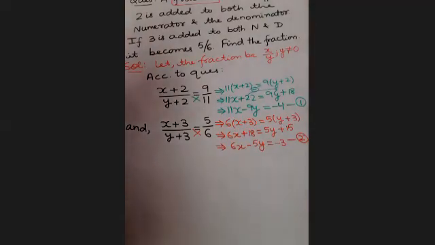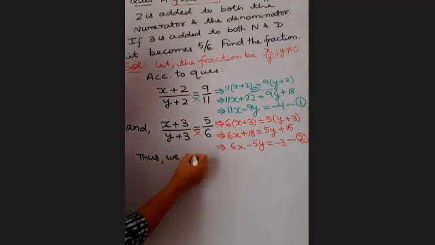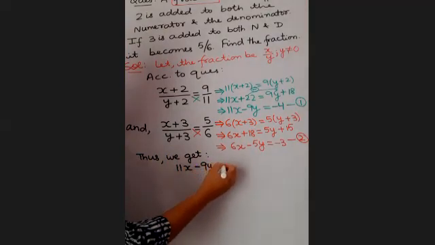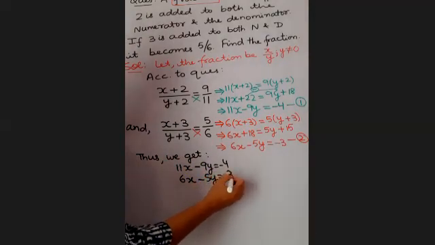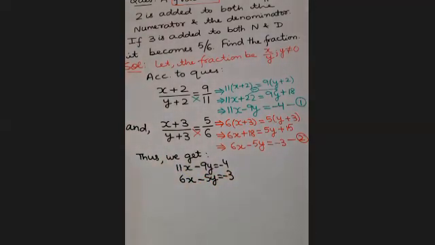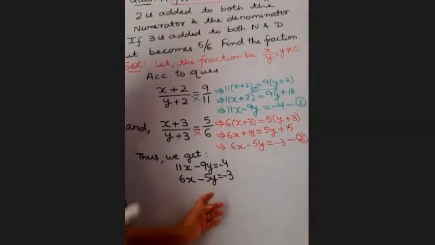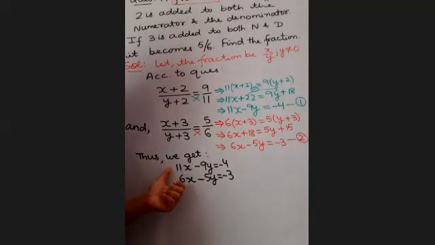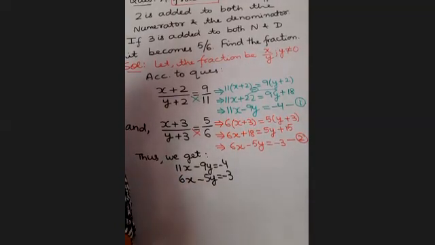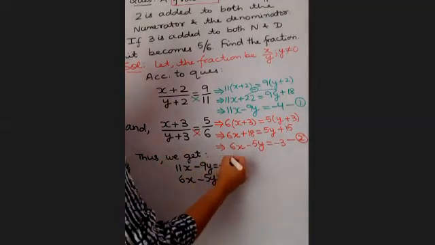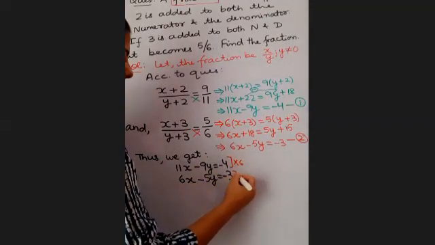Now we have got two equations. Thus, we get 11x minus 9y is equal to minus 4, and 6x minus 5y is equal to minus 3. Now we can solve it. We can go for elimination method or any method of your choice. Now children, if we go for elimination method and let us say we are eliminating x, the first equation to be multiplied by 6 and second equation by 11.